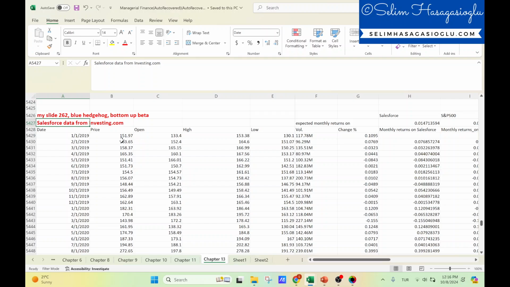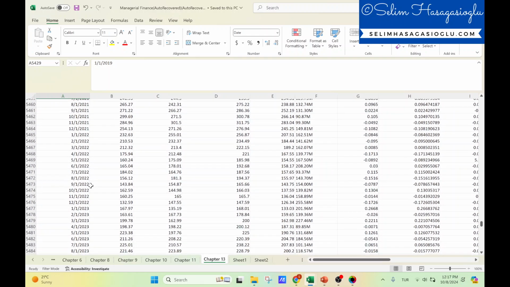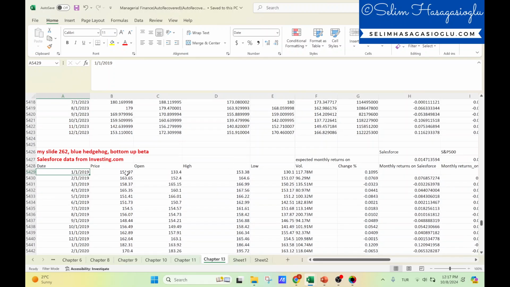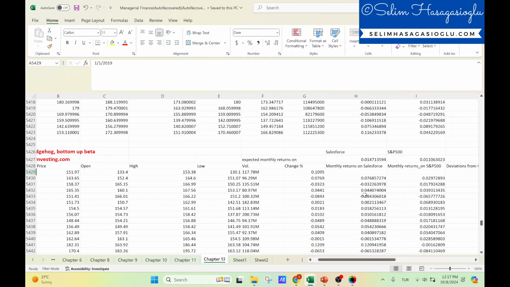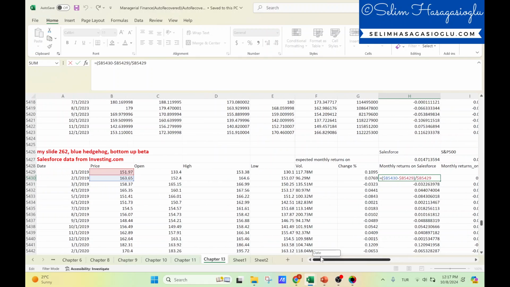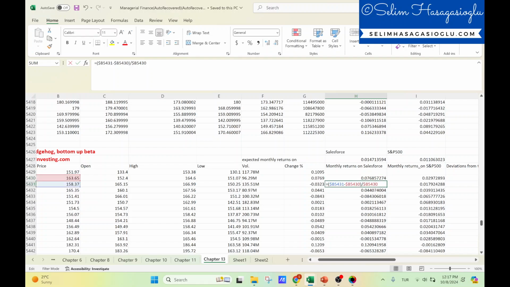Starting from Salesforce, we relied on the information on investing.com. Your time period is again starting from 2019 and ending at the end of 2023, and we have the price measurements. Based on these price measurements, what we need to measure is monthly returns on Salesforce stock. Remember the drill: the last value minus initial value, divided by the initial value. So you need to calculate all these monthly returns on Salesforce.